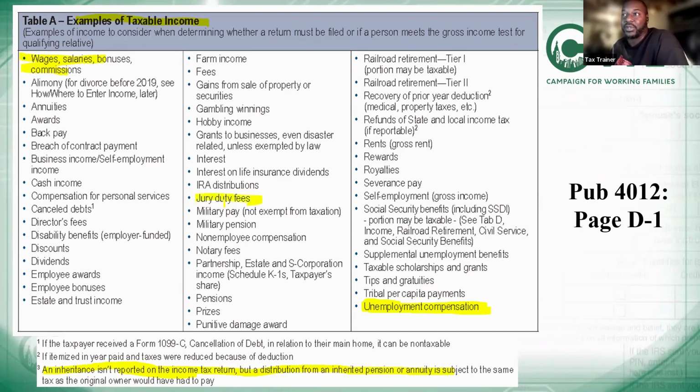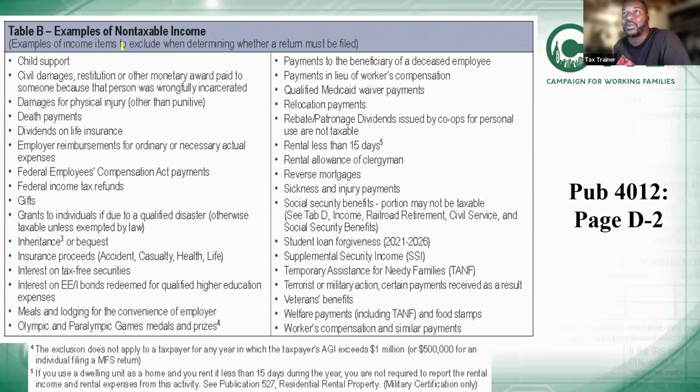Jury duty fees could be taxable, and IRA distributions. But I wanted to really point out the unemployment and then some things that are non-taxable income. Child support. I like to point out that child support has nothing to do with taxes. And even alimony after 2018, if you receive it, is no longer taxable. One of the good things you should be aware of is student loan forgiveness. You may see a lot of that. It's not taxable until 2026. They made some rules where student loan forgiveness is not taxable. So that's a really good thing.